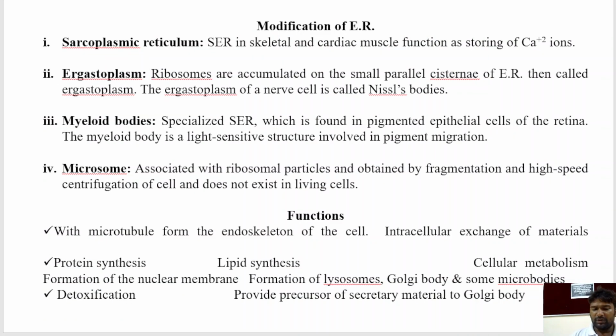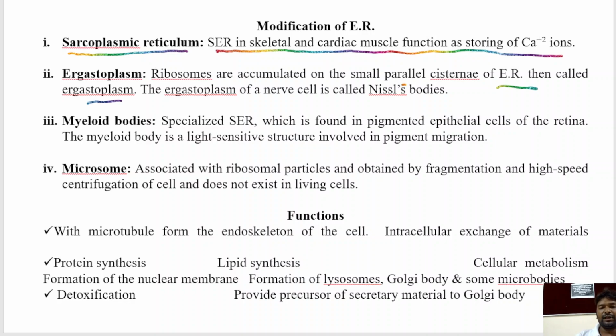And these are the modifications of endoplasmic reticulum. So first one is the sarcoplasmic reticulum. Sarcoplasmic reticulum in the skeletal and cardiac muscles functions as a store of calcium ions. Second is ergastoplasm. Ribosomes are accumulated on the small parallel cisternae of endoplasmic reticulum, then called ergastoplasm, and generally it is found in nerve cells or mucous cells. So friends, this is mainly in animal cells.